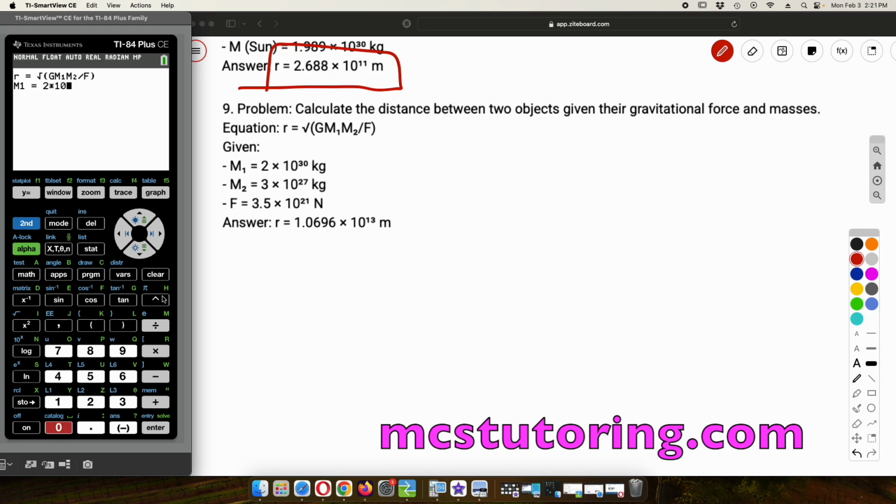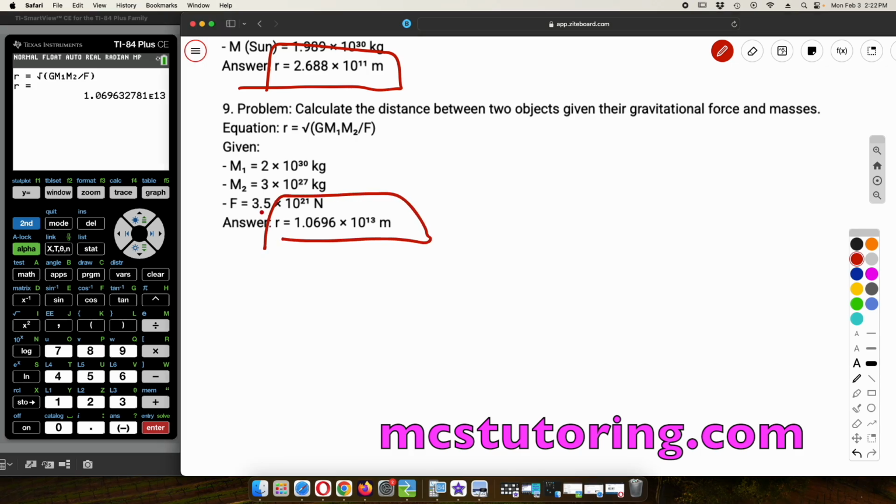2 times 10 raised to the 30th for the mass of that first object. And then the second object is 3 times 10 raised to the 27. And then the F is 3.5. And this is all given, by the way. Your teacher would have to give it, unless your teacher is just totally diabolical. Okay, 1031. And there we go. 1.0696 times 10 to the 13th meters. Yes, yes, we're done. Dude, this is so awesome.